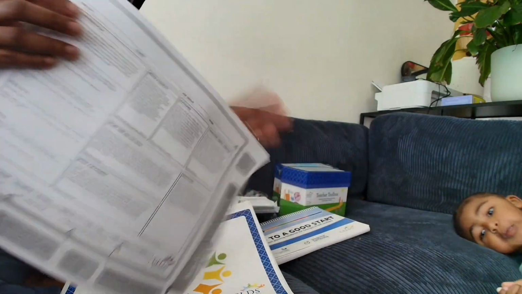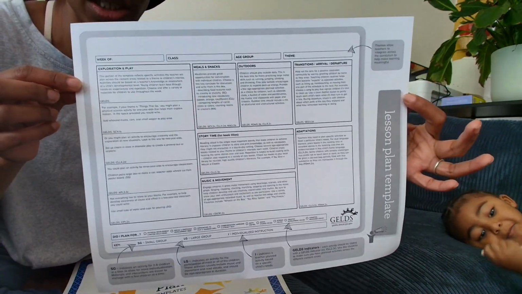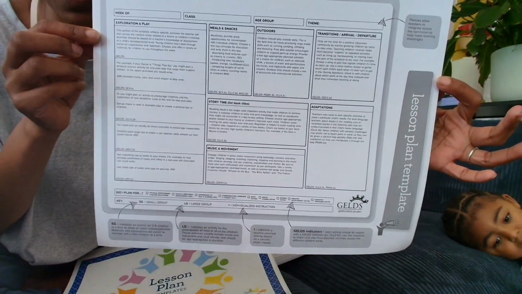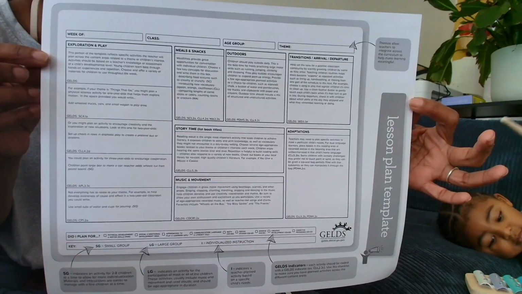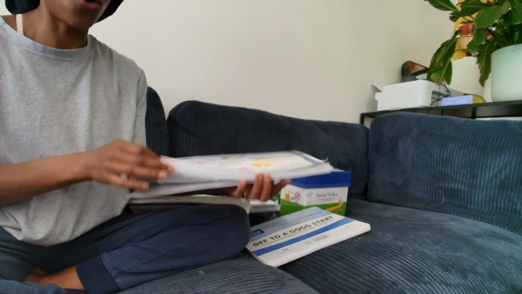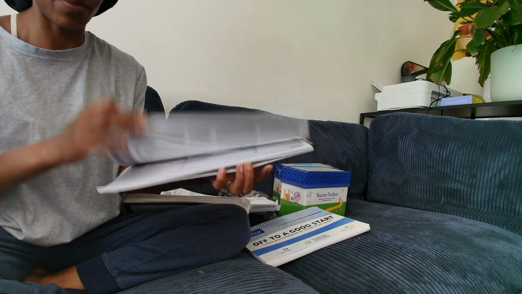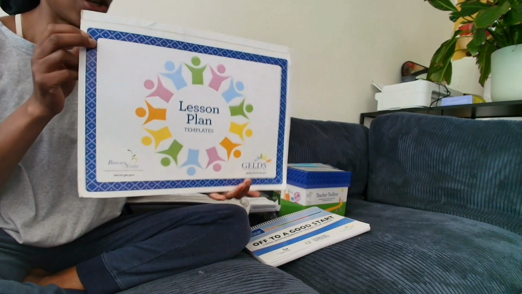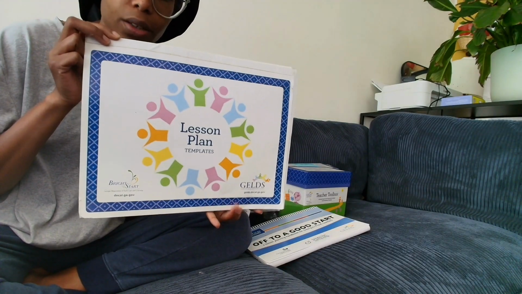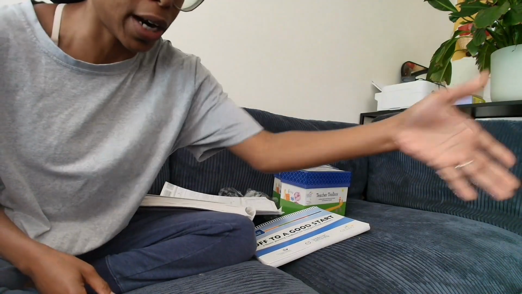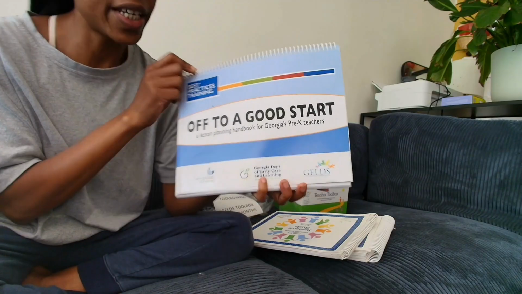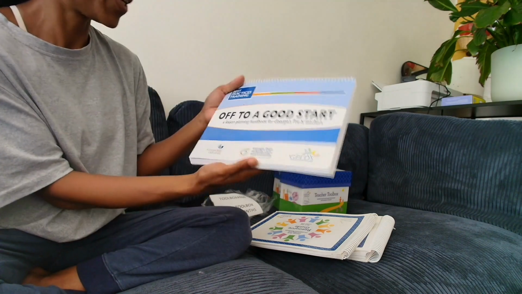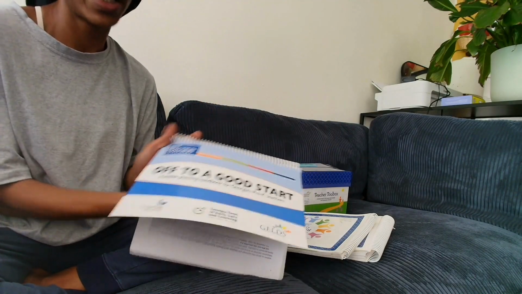On the other side, it teaches you literally what to fill into each section, gives you examples, all of that. There are a whole bunch of these in here, and you just tear them on out. Really cool. I don't know if I still saw these on the website though, so sorry if they no longer have them available. This is your Off to a Good Start, a lesson planning handbook for Georgia's pre-K teachers.